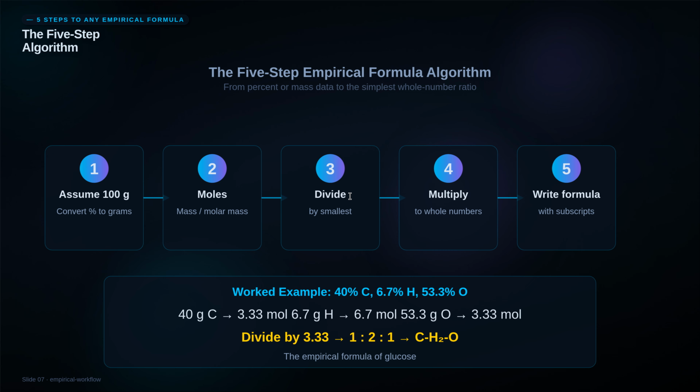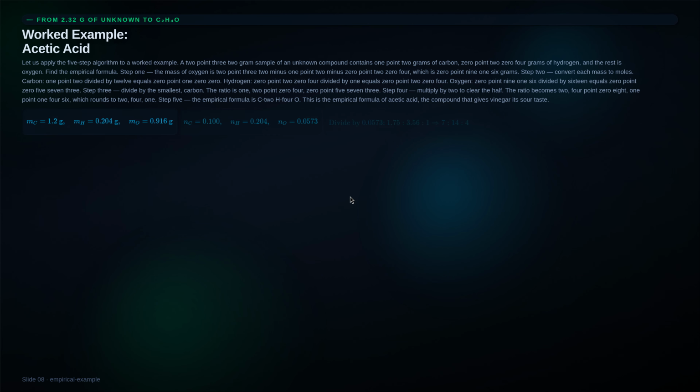Memorize these 5 steps. Every empirical formula problem, no matter how it is worded, comes down to applying them in order. Let us apply the 5-step algorithm to a worked example. A 2.32-gram sample of an unknown compound contains 1.2 grams of carbon, 0.204 grams of hydrogen, and the rest is oxygen. Find the empirical formula.